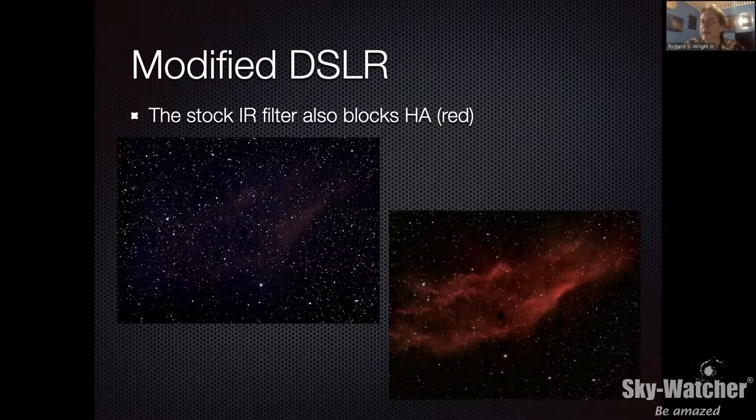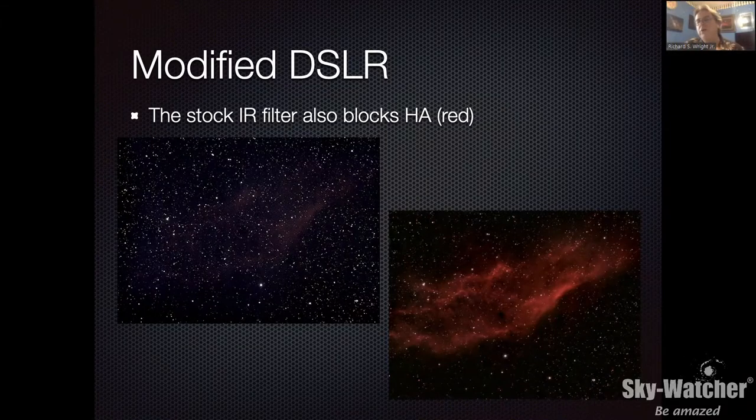This I actually took with my camera before I sent it off to be modified. This is about 15 years ago. This is an old Canon T1i maybe. And I shot the California Nebula, a real short exposure, sent it off to somebody, and they modified it and sent it back, and I took the same picture with the same camera and optic. And you can see you get quite a bit more signal.